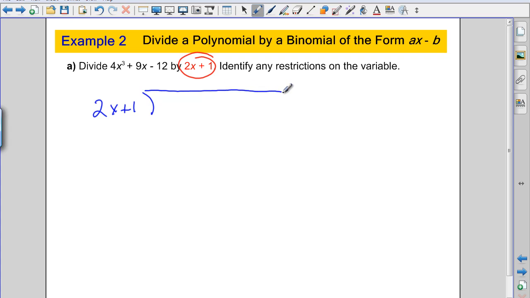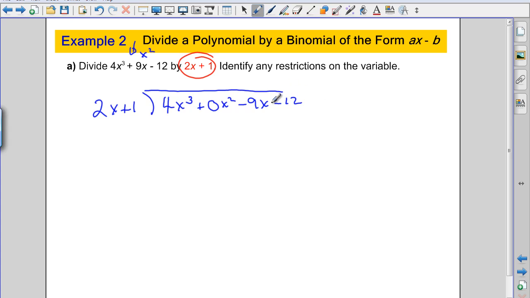I'm about ready to write in my dividend here, and I do notice that it's missing a term. It's missing an x squared term. But that's okay. We need to fill that space with what we call a placeholder. And so when I am writing that dividend statement, I actually add a 0x squared. This is very important. If we don't do this step, the quotient will not be the correct answer.